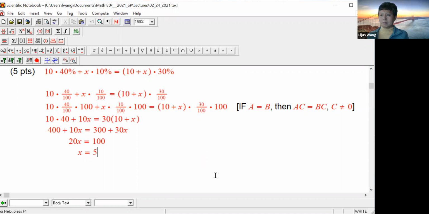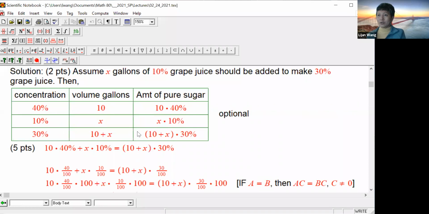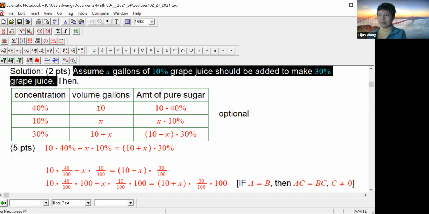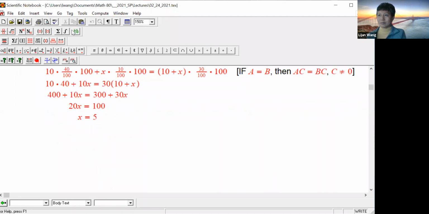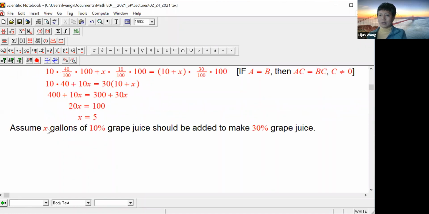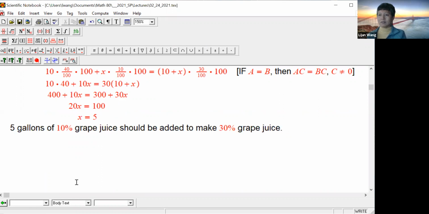Okay. And then you're going to answer the question. How are you going to answer the question? The way to answer the question is already in your assumption right here. You just copy this sentence. And I would just say 5 gallons of 10% grape juice should be added to make 30%. I'm done.